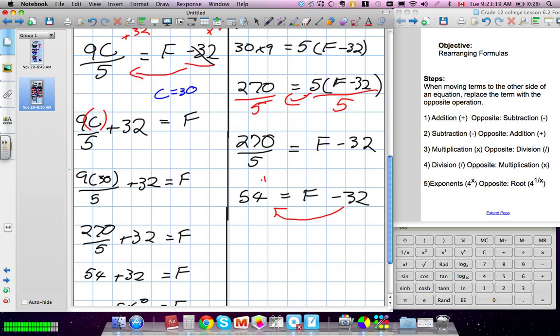And the last step will be to move negative 32 to the other side. We'll have to add 32 to both sides, where we're going to get 86.